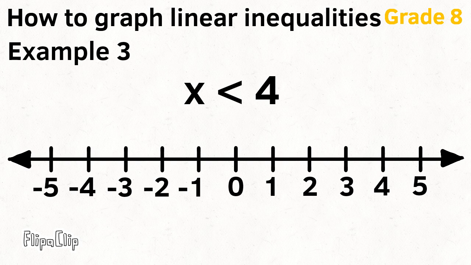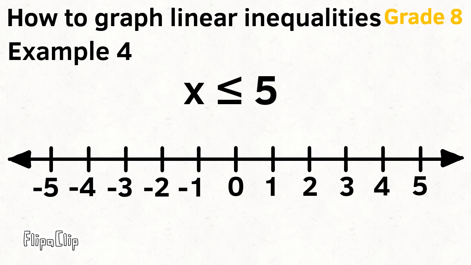So for our third example, we have x is less than 4. First, we have to put a dot where the constant is, which is 4. And since the less than symbol is a strict inequality, we have to use an open dot. Next, we have to plot a line. Since we are using the less than symbol, then the line points to the left.